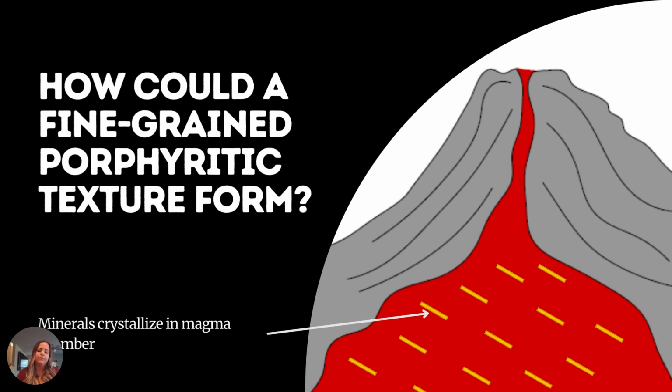So with a fine-grained porphyritic, we have cooling at different points. We have one that's cooling inside the earth before the magma has erupted, and then we have one that is crystallizing on the surface when the lava is cooling. With the coarse-grained porphyritic, everything is still solidifying underground, but one of the crystal types has started cooling much sooner than the other one.